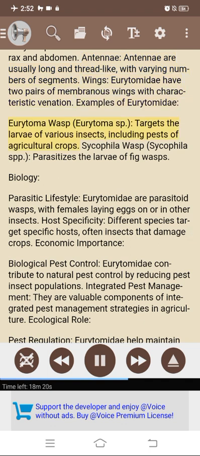Examples of Eurytomidae. Eurytoma wasp: Eurytoma species target the larvae of various insects, including pests of agricultural crops. Cyclicola wasp: Cyclicola species.